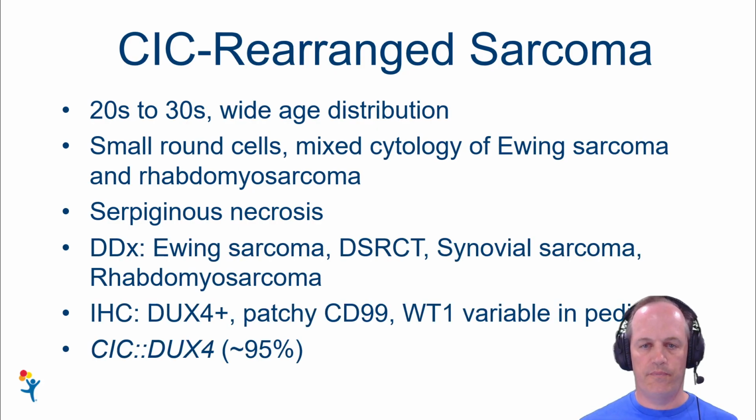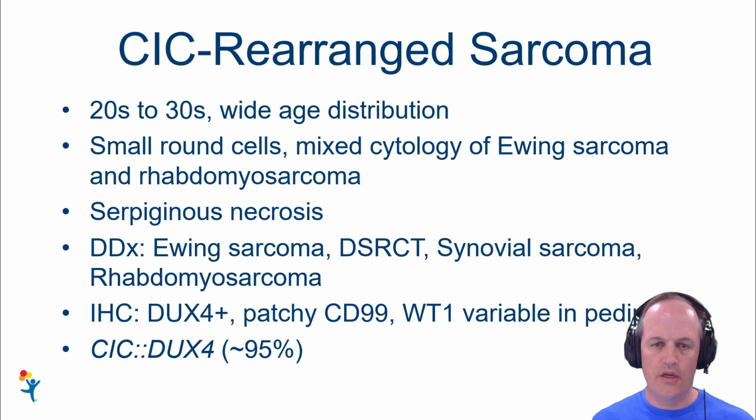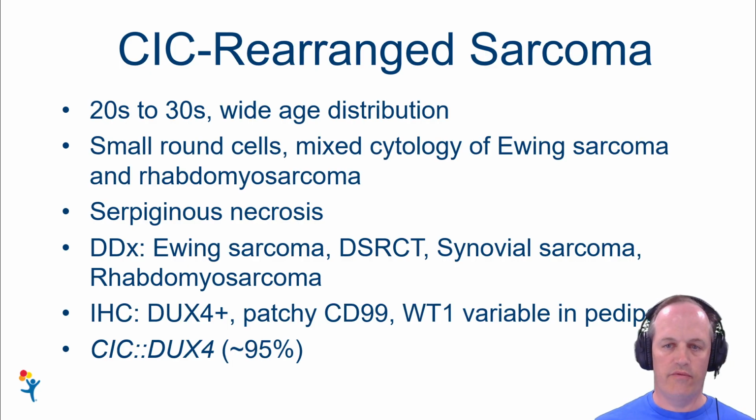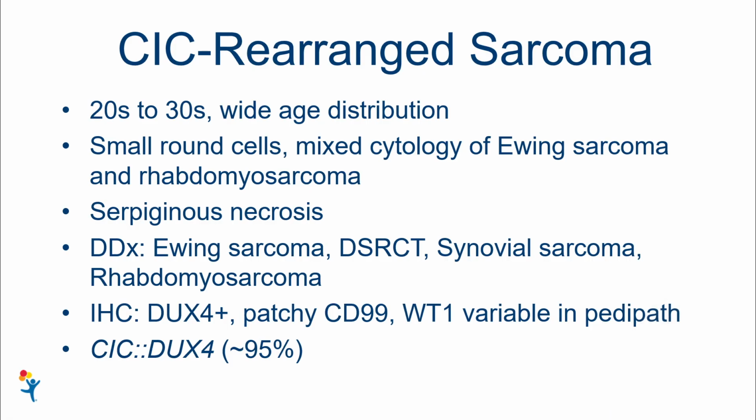So the differential, again, because it's monotonous, is from other things that are monotonous, like Ewing sarcoma, desmoplastic small round cell tumor, synovial sarcoma, and rhabdomyosarcoma. My favorite immunohistochemical stain for the CIC-rearranged sarcomas is DUX4. That's because CIC is most often partnered with DUX4. About 95% of these tumors are going to have a CIC-DUX4 fusion. And the DUX4 antibody is going to be really sensitive and really specific for tumors that have a DUX4 fusion.